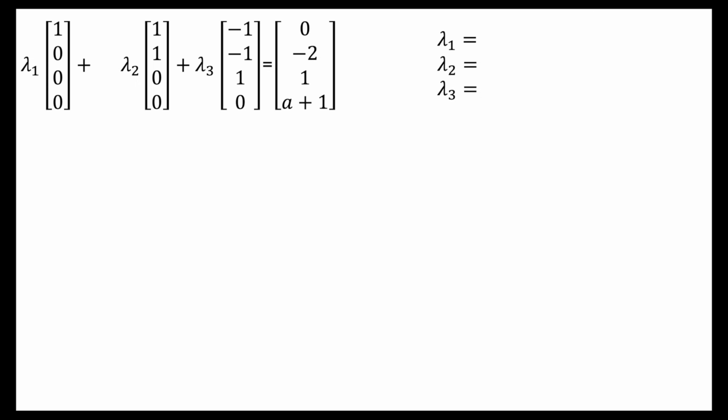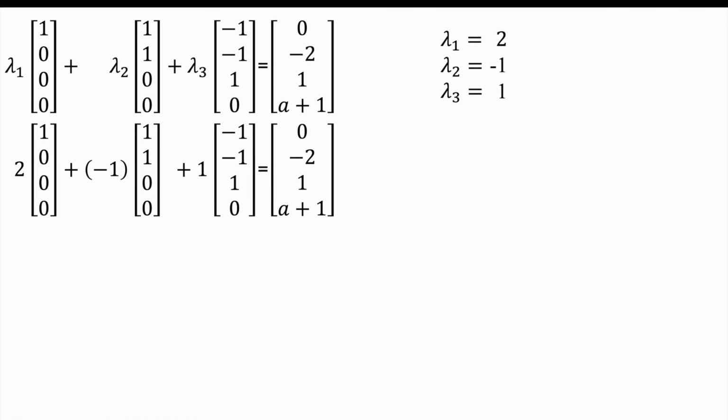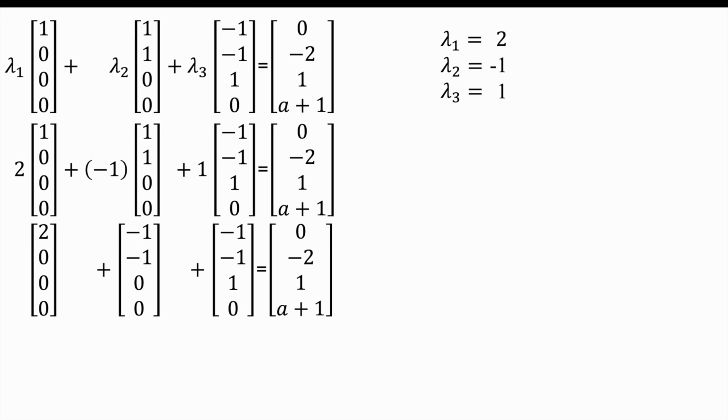Okay, so we're multiplying the staircase columns, actually called pivot columns, by variables, and we need to find these variables, lambda 1, lambda 2, and lambda 3. Now, I'm going to reveal the answers first, and then later we show how to calculate them. They are 2, minus 1, and 1. You can see here when we substitute these, 2, minus 1, and 1, we get the solution 0, minus 2, 1, and a plus 1.